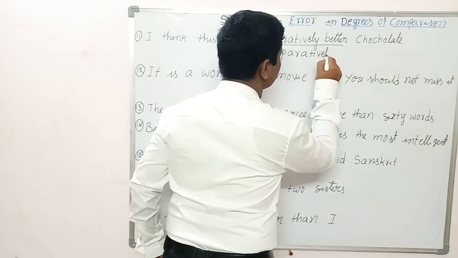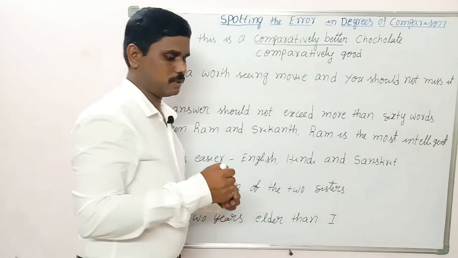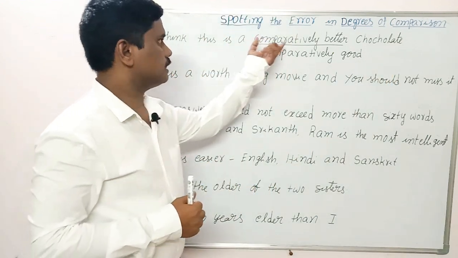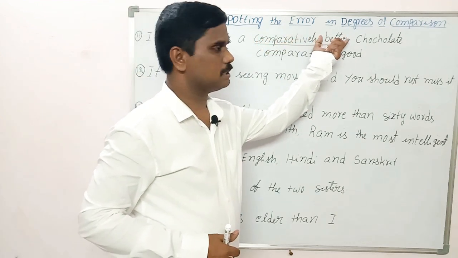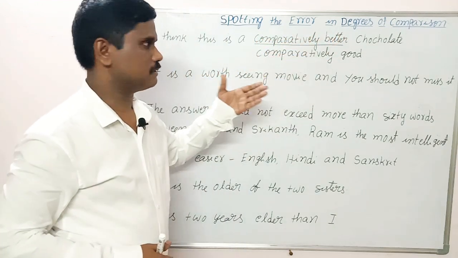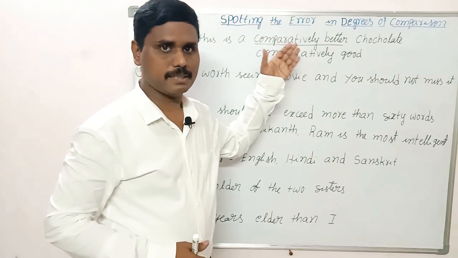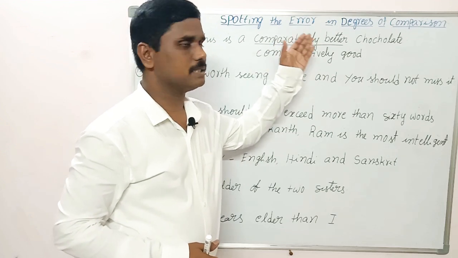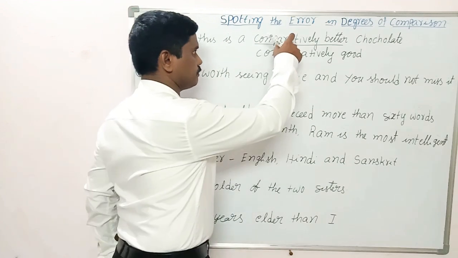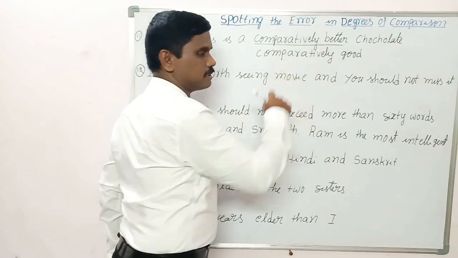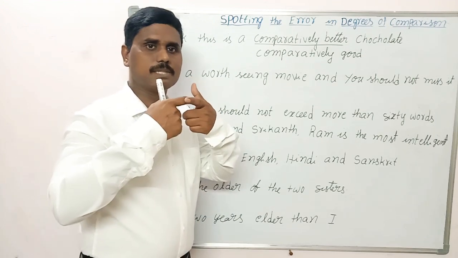comparatively good chocolate. This is one way. Once again, when the word comparatively is there, after the word comparatively we always write adjective 1. For example, he is comparatively weak, not weaker, comparatively good, comparatively adjective 1. If you don't want comparatively, then you can use a better, adjective 2, but we should not combine two because using double is wrong.